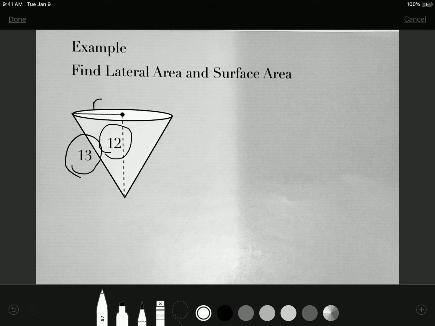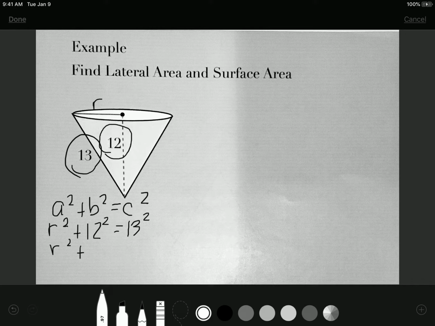So naturally, we have a right triangle that's formed there. So we're taking a squared plus b squared equals c squared. One of our sides is going to be the r that we're looking for, 12, and our hypotenuse is 13. So we have r squared plus 144 equals 169. And when you subtract 144, you get r squared equals 25, so your radius for this is going to be 5.